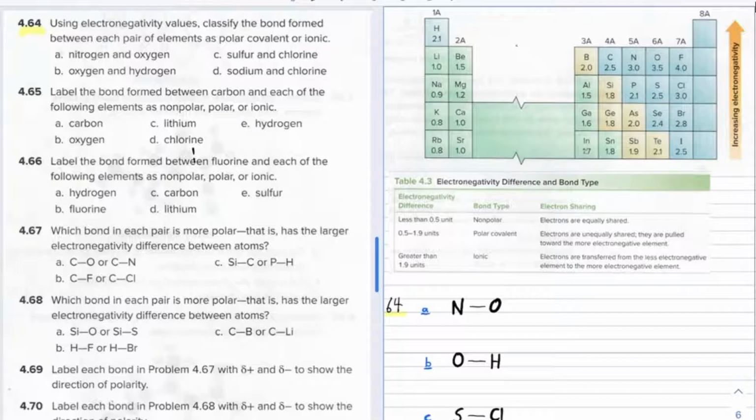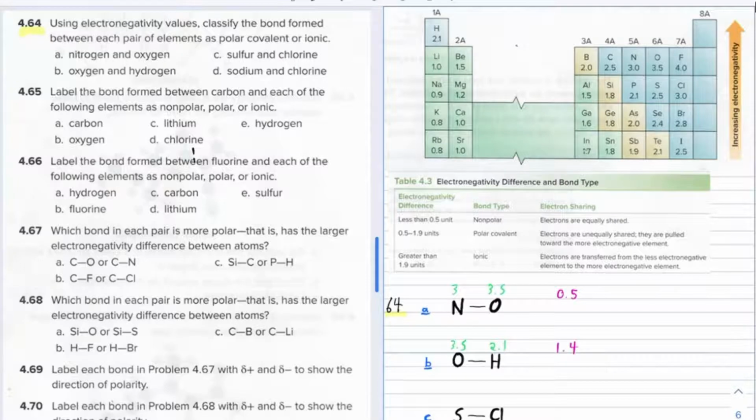So that would be 3 and then 3.5. And we'll need the difference. The difference is 0.5. If you take the larger one minus the smaller one, that would be a difference of 0.5. How about oxygen and hydrogen? Hydrogen is 2.1, oxygen's 3.5. So 2.1 and then 3.5. The difference this time is 1.4.